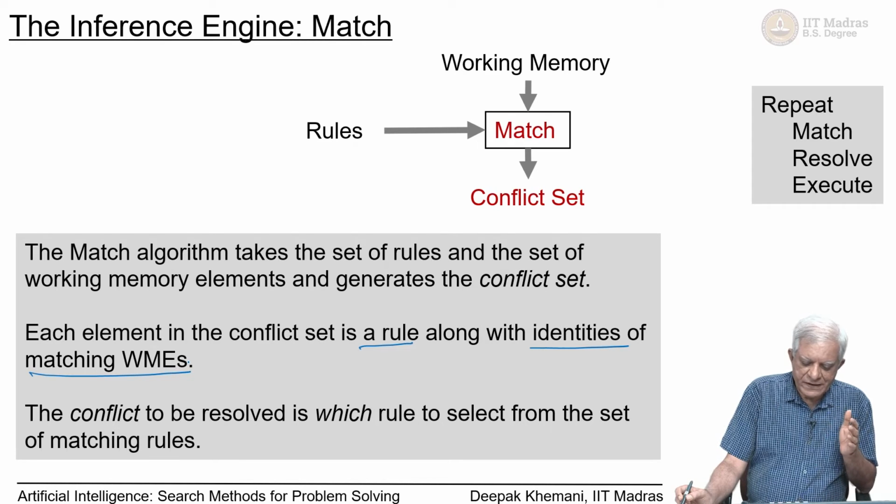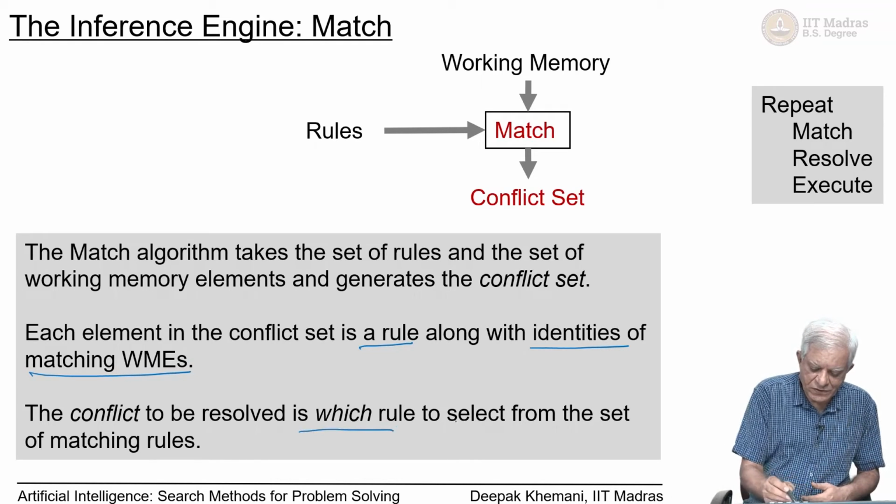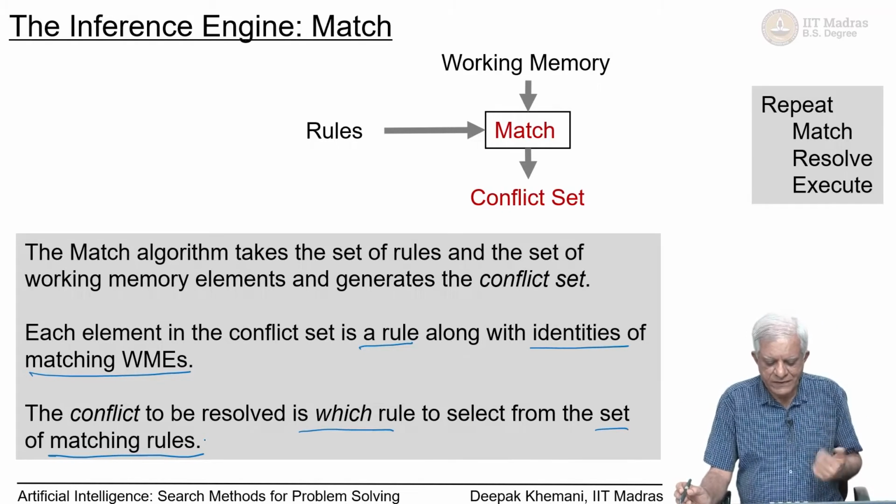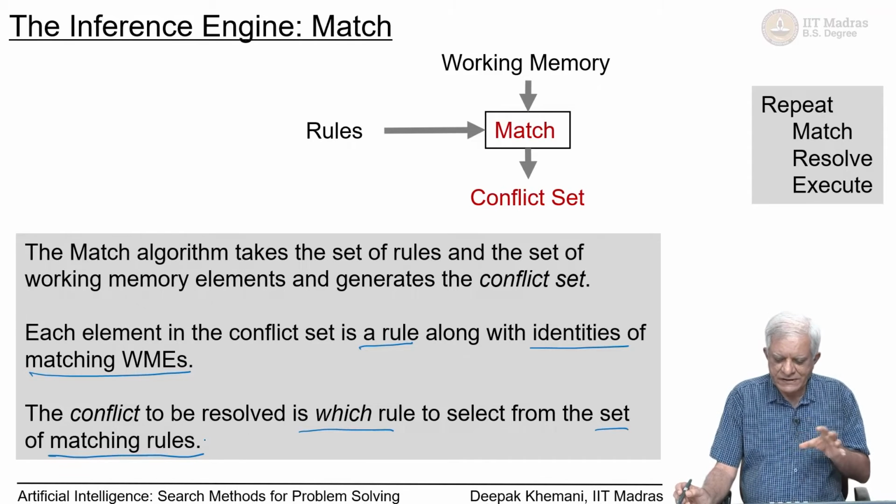Now, we have to select between the rules in the conflict set and the matching data, and in that sense there is a conflict as to which rule to fire, and conflict resolution, which is the next stage or resolve, decides which of the rules to select from the set of matching rules. What are the set of matching rules? These are the ones which have been identified in the conflict set. So, the first stage, the match stage, results in the conflict set.